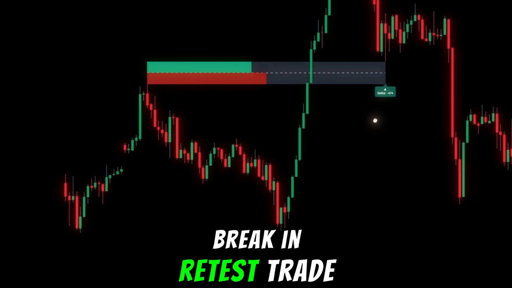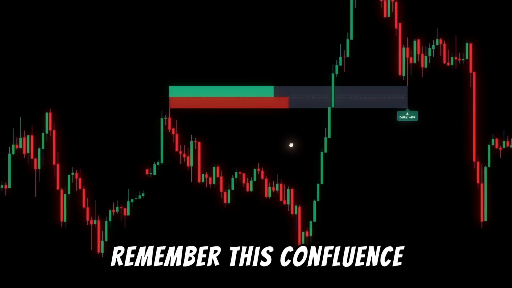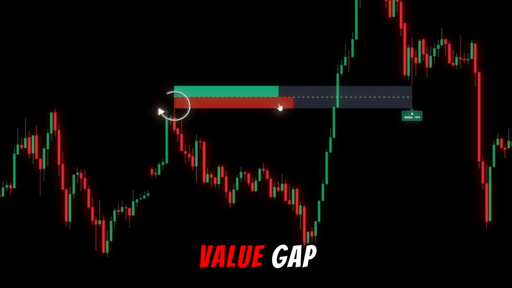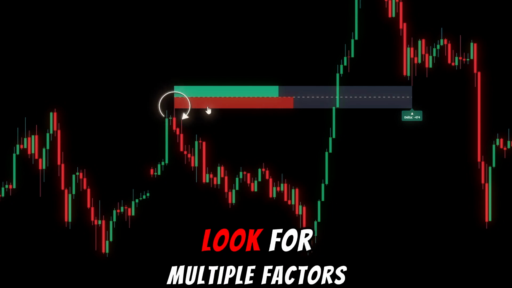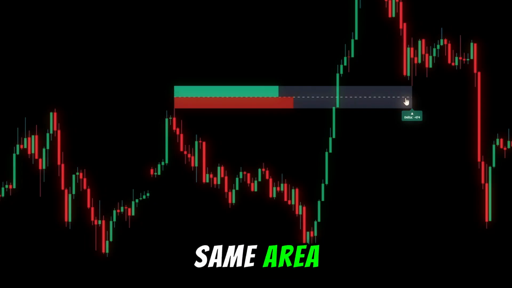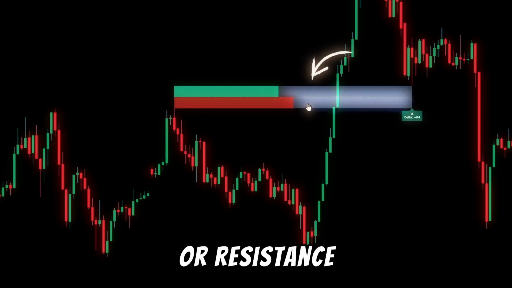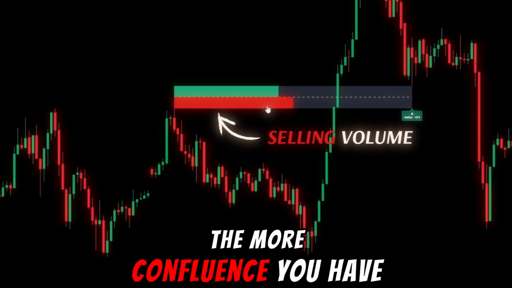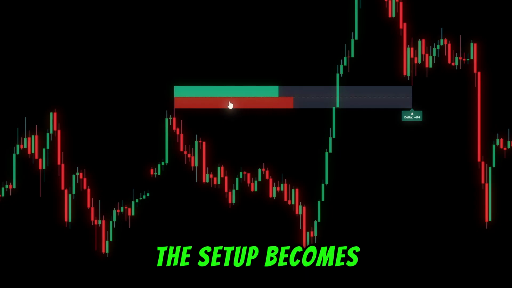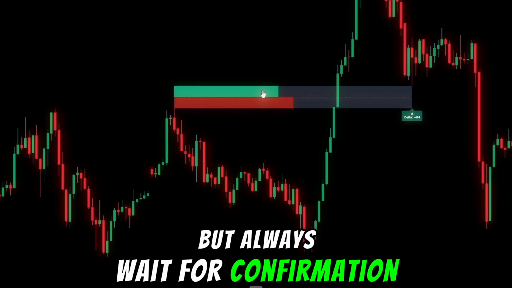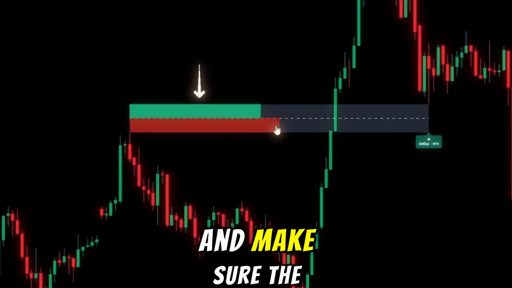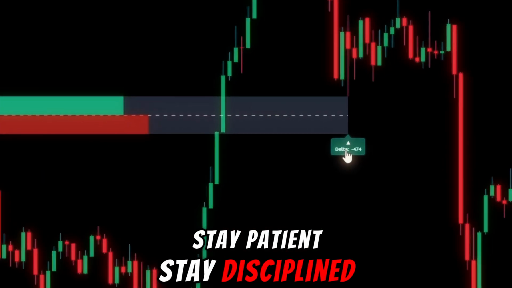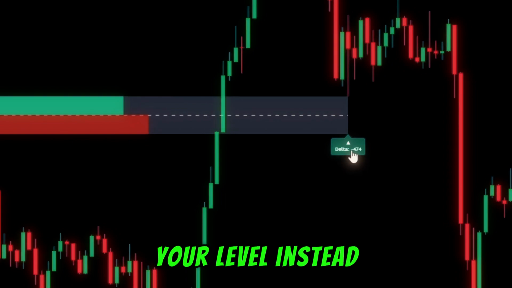Before you take any break and retest trade, remember this: confluence is what makes the setup stronger. Don't enter just because price reaches a fair value gap or a Fibonacci level. Look for multiple factors lining up at the same area: market structure, support or resistance, Fibonacci retracement, and clear price action confirmation. The more confluence you have, the more valid the setup becomes. But always wait for confirmation, define your stop loss before entering, and make sure the potential reward is worth the risk. Stay patient, stay disciplined, and let the market come to your level instead of chasing the trade.